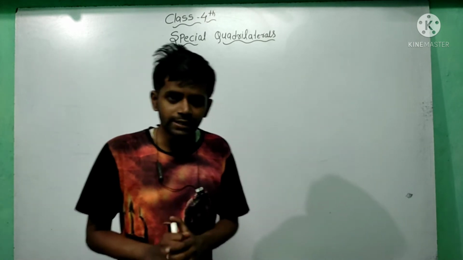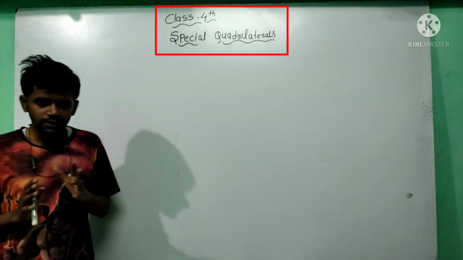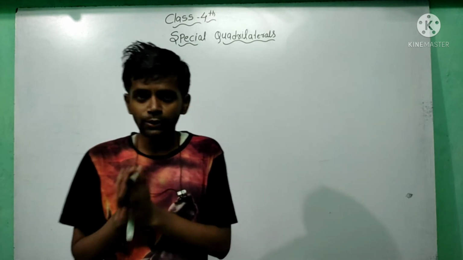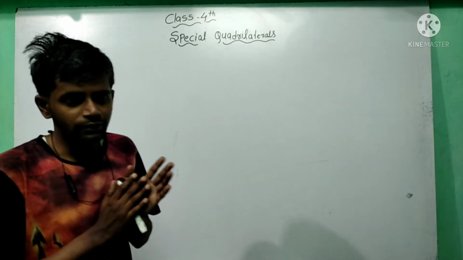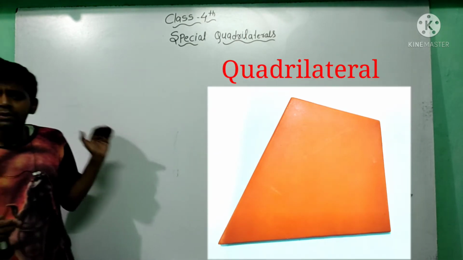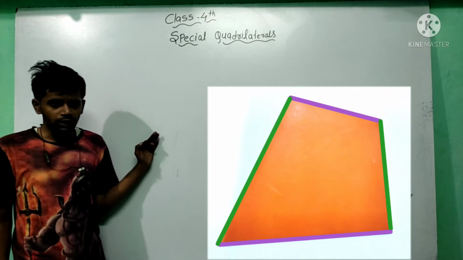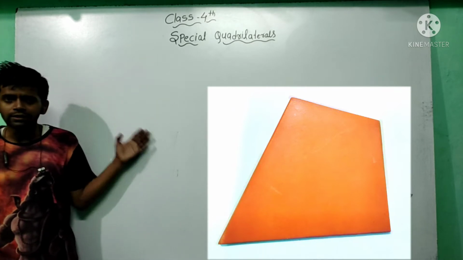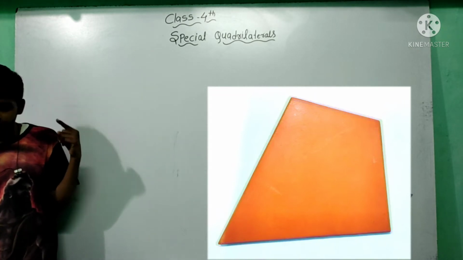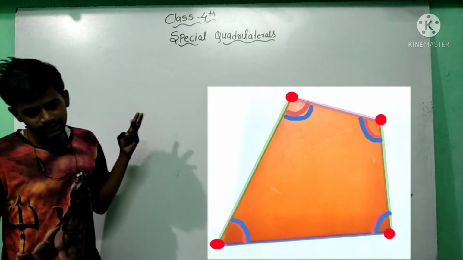In this video, we will understand about the special quadrilaterals. So first of all, let me introduce what is meant by quadrilateral. In this figure, you will see that this is a simple closed figure made up of four line segments. So we can see that a quadrilateral is a simple closed figure having four sides, four angles, and four vertices.